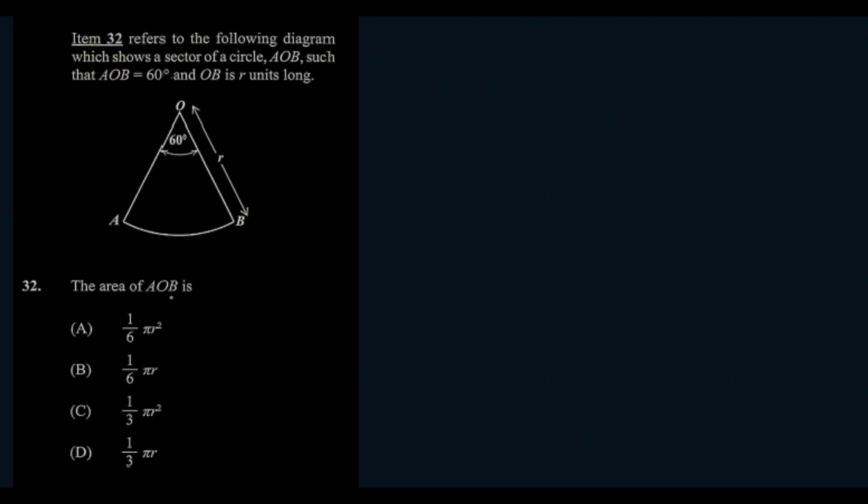It says that the area of AOB is what? Okay, so it says here, the diagram shows a sector of a circle AOB such that AOB is 60 degrees and OB is R units. Now this here is a formula that comes on your exam.